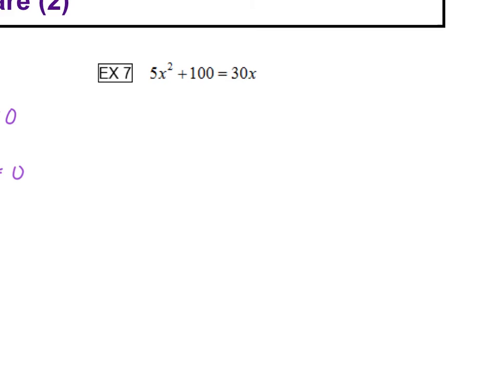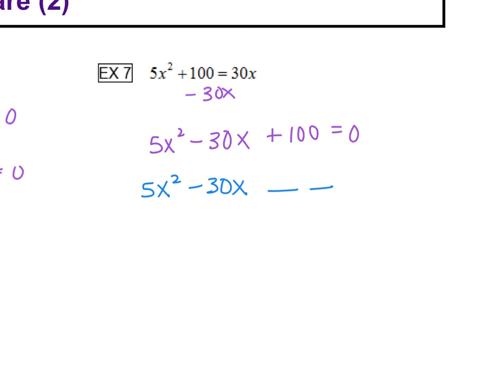All right, so in this example, we want everything on the same side, so I'm going to subtract 30x from both sides. So 5x squared minus 30x plus 100 equals 0. All right, we're going to get this c value out of our way, so we put in our two spaces: 5x squared minus 30x, space, space, plus 100 equals 0. And then we say, well, we've got that number in front of the x squared, and if you notice, it is a GCF, so we're going to factor that out of the first two terms: x squared minus 6x. We're going to fill in that space so we have a factorable trinomial.